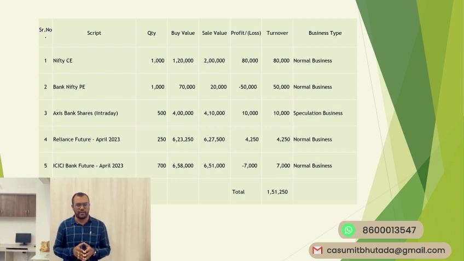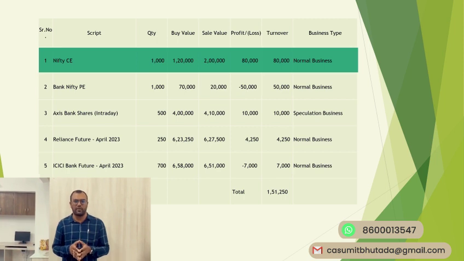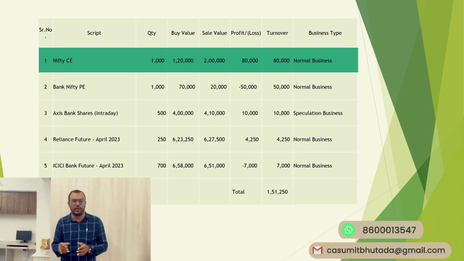So let's take an example. If you have traded Nifty call option, 1000 quantity, buy value is 1,20,000, sell value is 2 lakh rupees. So there is a profit of 80,000. So this 80,000 will be turnover.